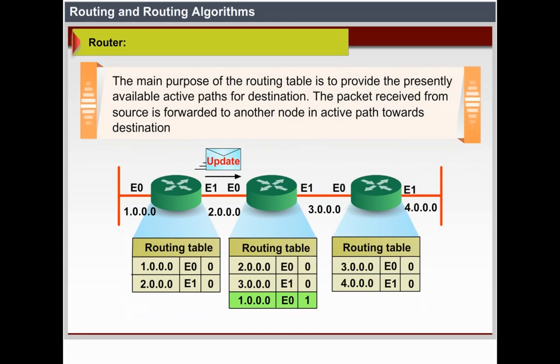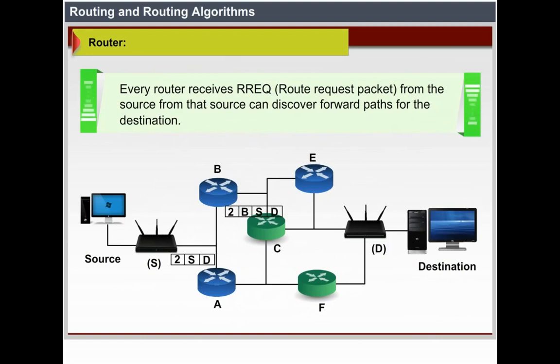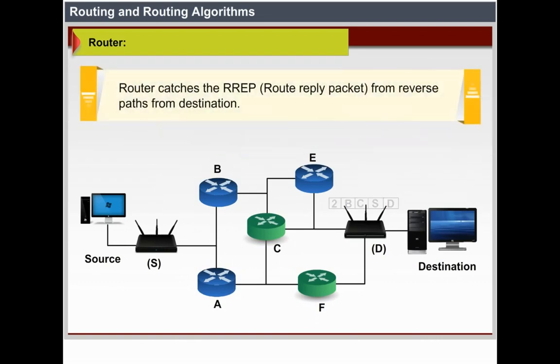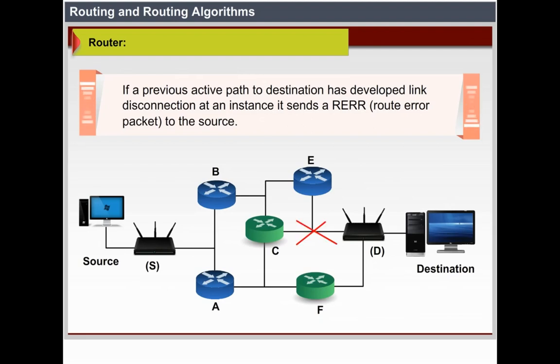The purpose of the routing table is that it provides the presently available active paths for a destination so that a packet received from the source is forwarded to another node in an active path towards the destination. Each router receives RREQ, route request packet, from a source so the source can discover forward paths for the destination. The router caches the RREP, route reply packet, from reverse paths from the destination. Then it updates the route information in the table for each connected destination. It sends a RERR, route error packet, to the source when a previously active path to a destination has developed link disconnection at an instance.